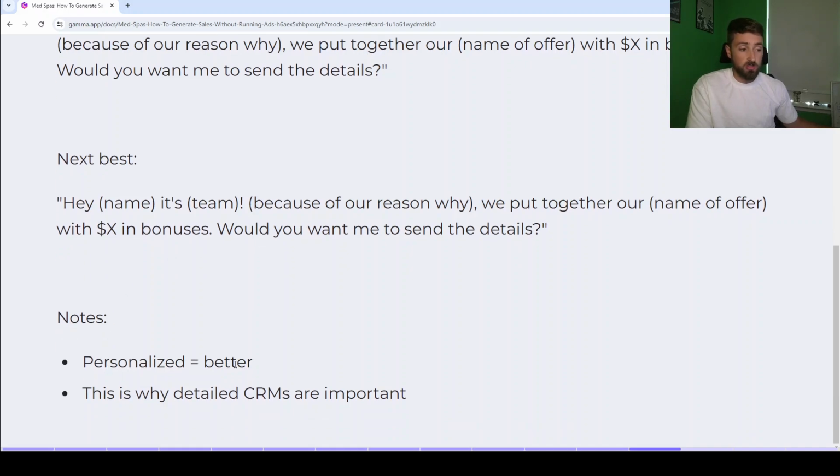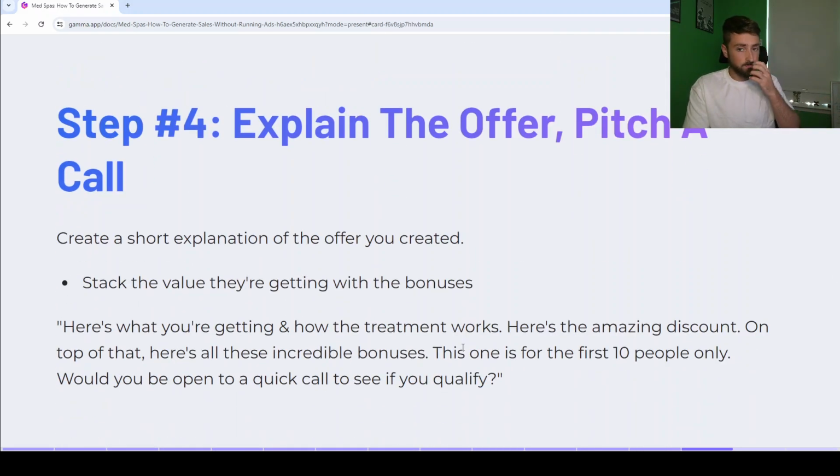Notes here: personalized is better, right? So the more personalized this can be, the more it seems like it's coming from a real human that's just thinking, oh, we were just thinking of you, right? We know you came in for this other thing. We were just thinking of you, wanted to see if you were interested in this. That's how you want it to feel. And this is why detailed CRMs are so important. The more details and notes you keep on every single person that comes in the door, the better these offers are going to be and the higher they're going to convert.